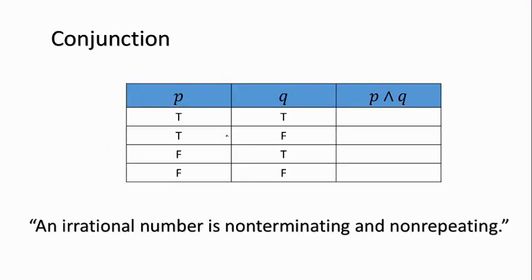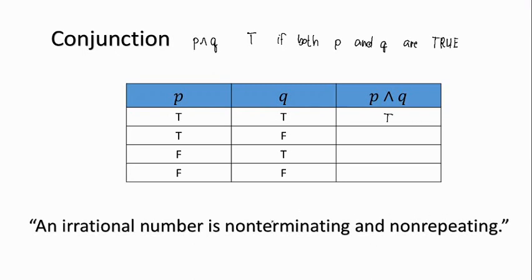Next is the conjunction, a conjunction P and Q. This is true only if both P and Q are true. As in the case of the statement below, an irrational number is non-terminating and non-repeating. So for a number to be irrational, it has to be both non-terminating and non-repeating. So if it is non-terminating and non-repeating, that is an irrational number.